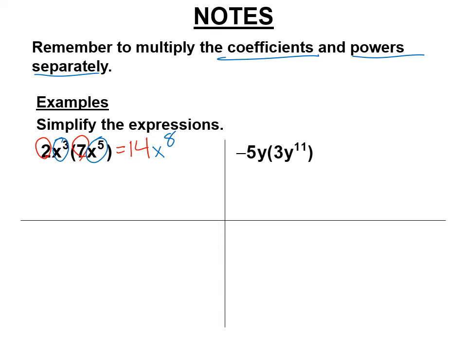So what's this? Negative 5 times 3, negative 15. Y times y to the 11th, y to the 12th, because there's a 1 there. You have to add to the 11. X squared times x to the 4th is equal to x to the 6th, 1 times x to the 6th, if you want to write that in. You're adding the exponents. We are multiplying powers, right?